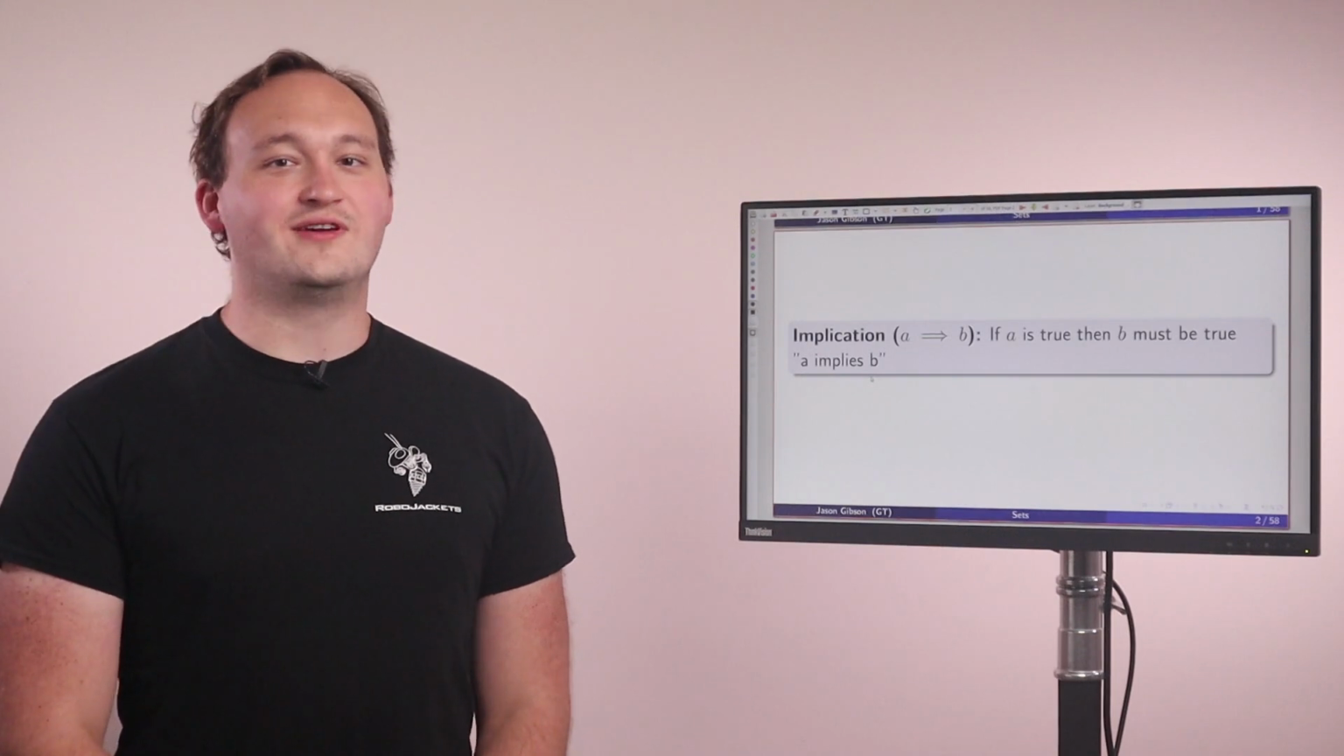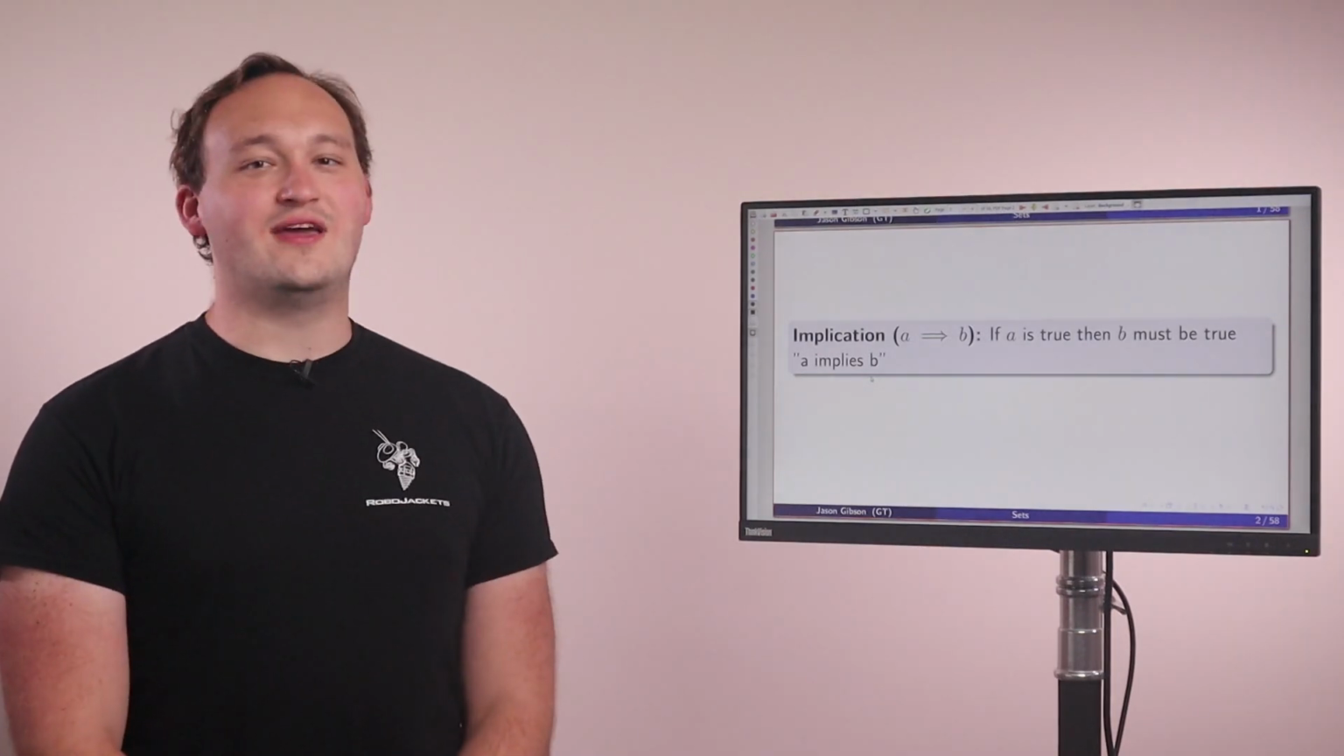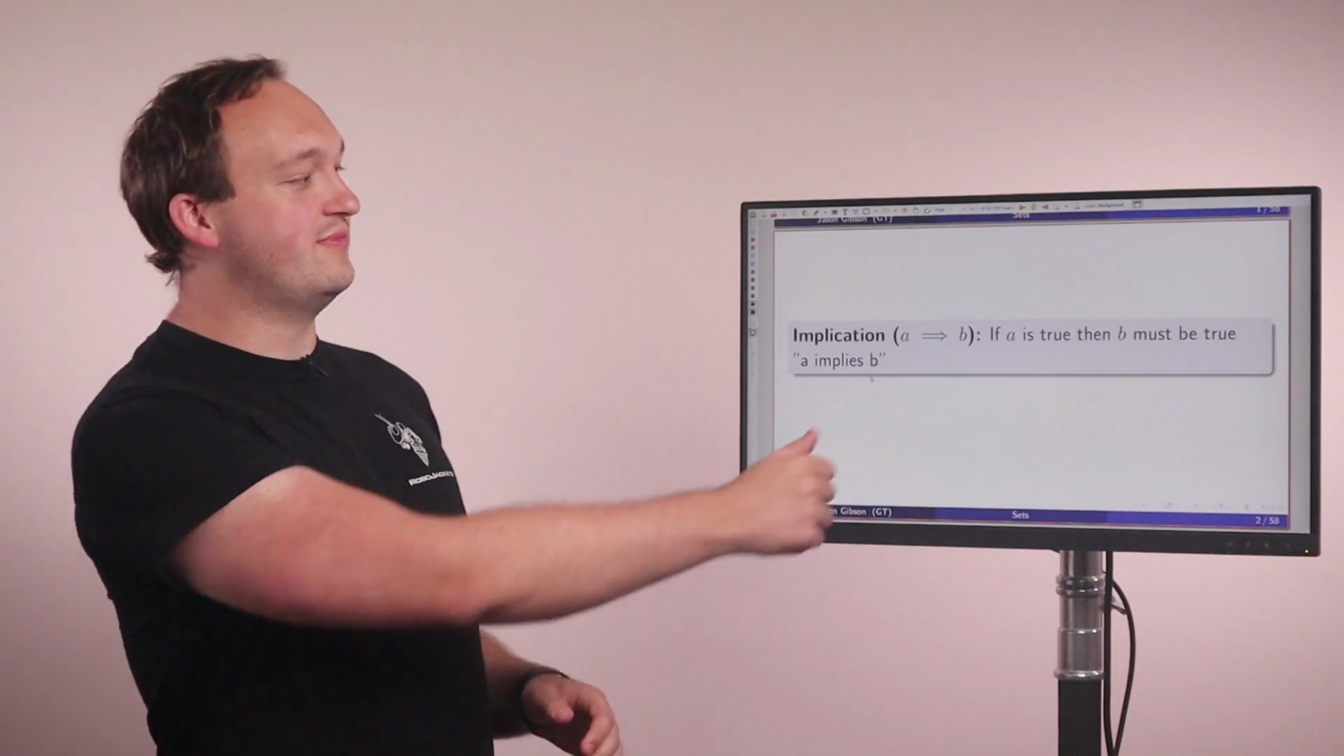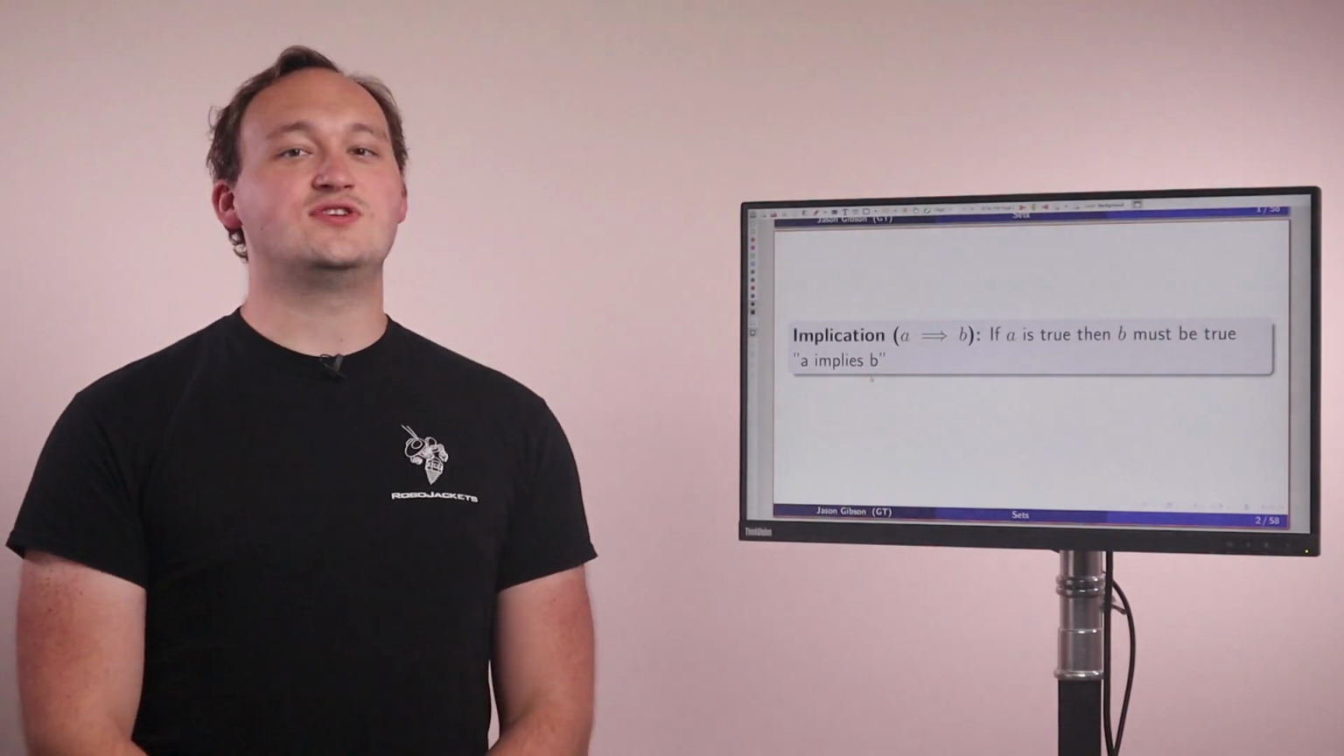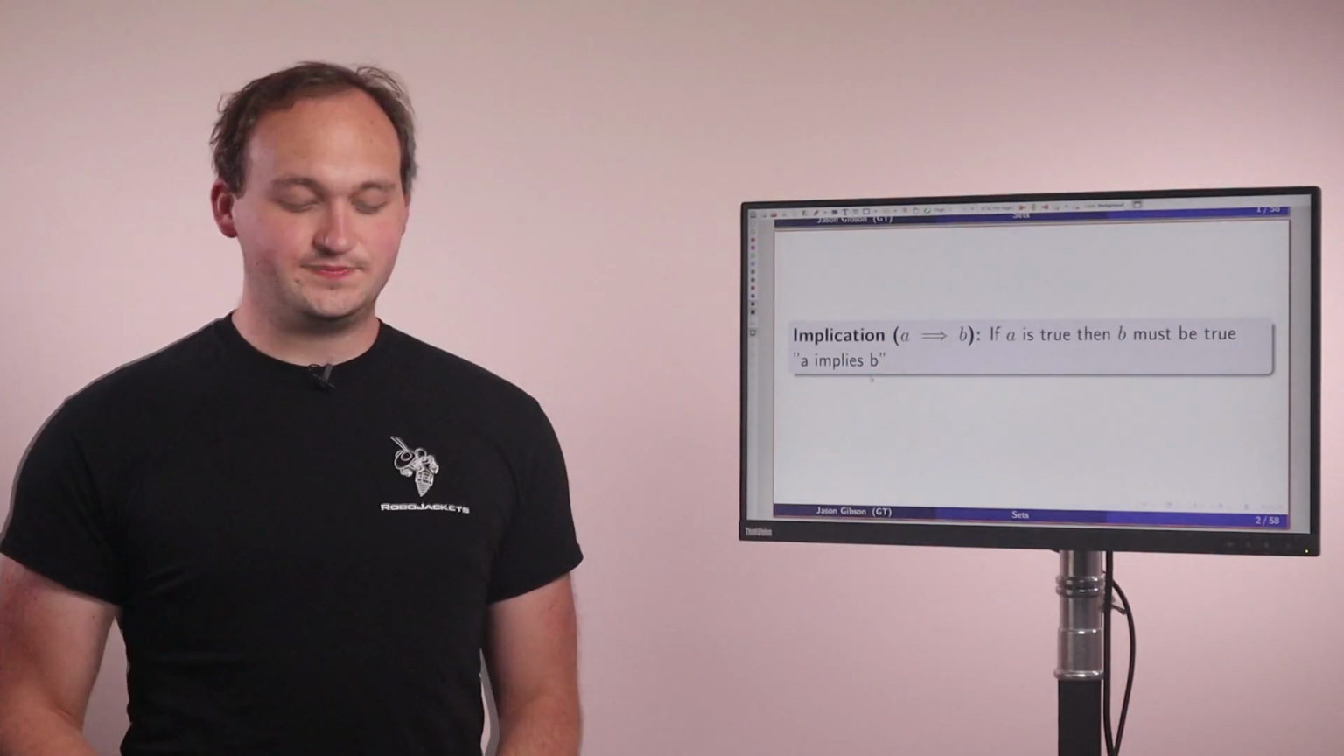So before we get into that, we're going to talk about some ideas of truth. So first off, we have the implication. The implication is denoted by a forward arrow, like this, and essentially all it's saying is if A is true, then B is true.